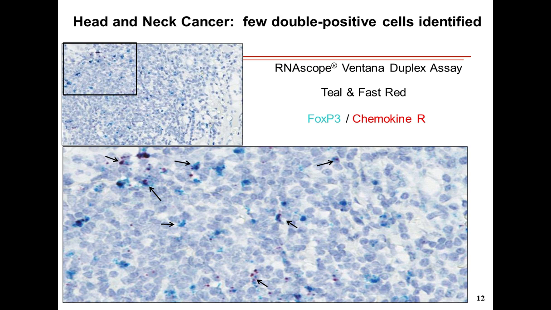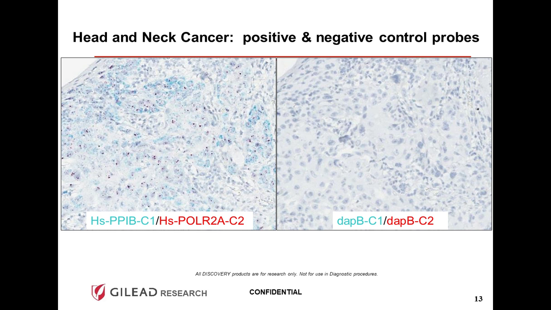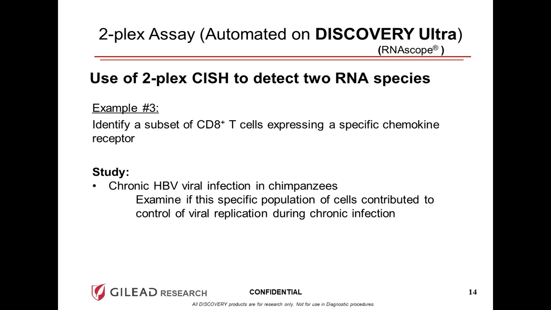Here's another example, another head and neck cancer tissue where we were able to identify a few double positive cells, again using teal for FOXP3 and chemokine R in red. Where the arrows are pointing is a subpopulation of cells that were expressing chemokine R. And again, with all our assays, we have controls. On the left, we have our positive controls, and on the right, we have our DAT-B negative controls for the dual IHC assays.